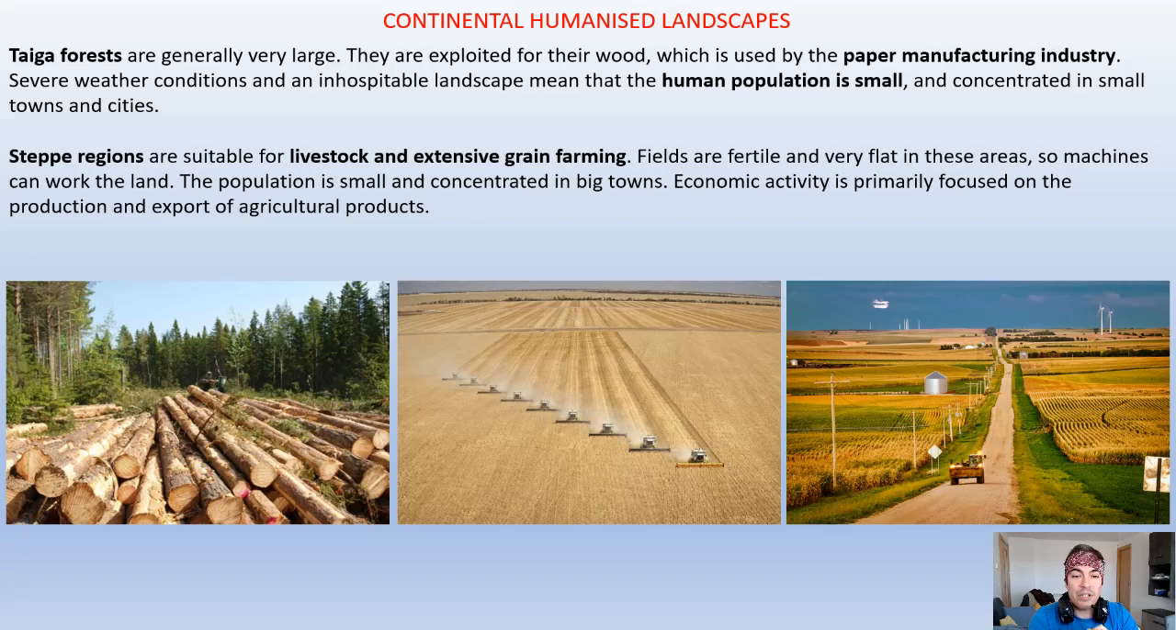The steppe regions are suitable for livestock and extensive grain farming. Here you have an enormous field of grain. This seems to be wheat or something similar. And here also, because the fields are fertile and very flat in these areas, the machines can work the land. The population is also small and concentrated in big towns, and the economic activity is primarily focused on the production and export of agricultural products.